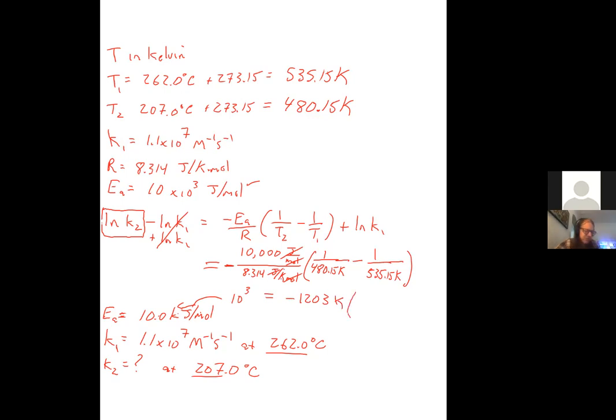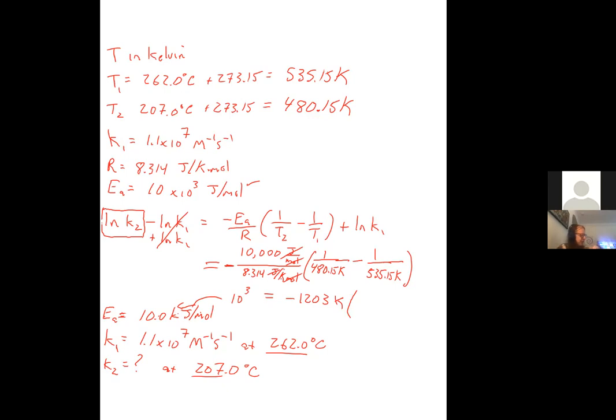Then let's do this arithmetic. 1 divided by 480.15 equals minus 1 over 535.15 equals. Now, that gave me a really small number, which I guess could be right, but I just want to check. I'm going to put it into scientific mode here. It's usually better to do these in scientific mode.